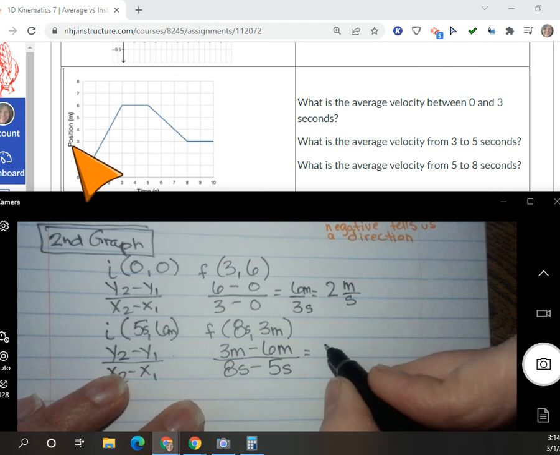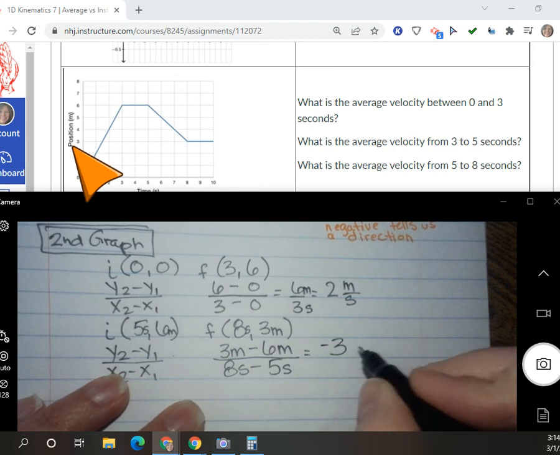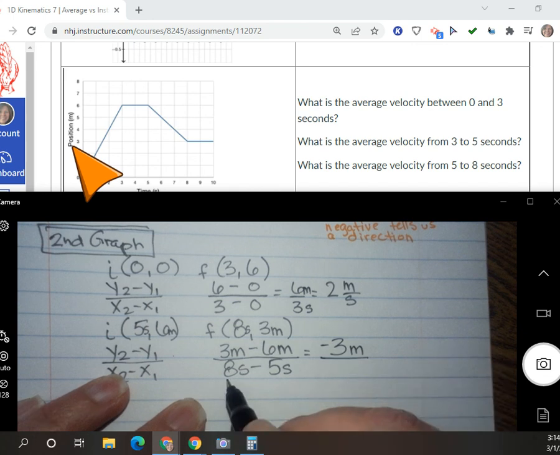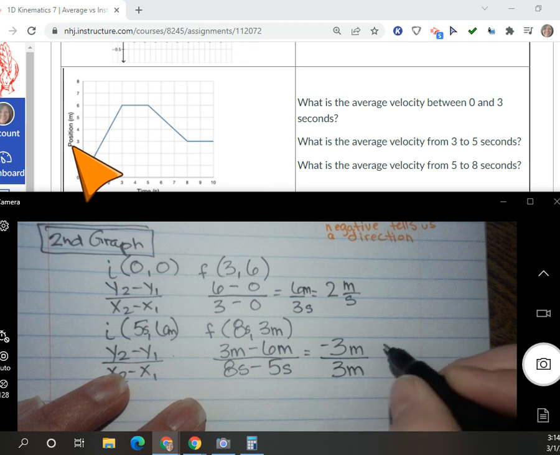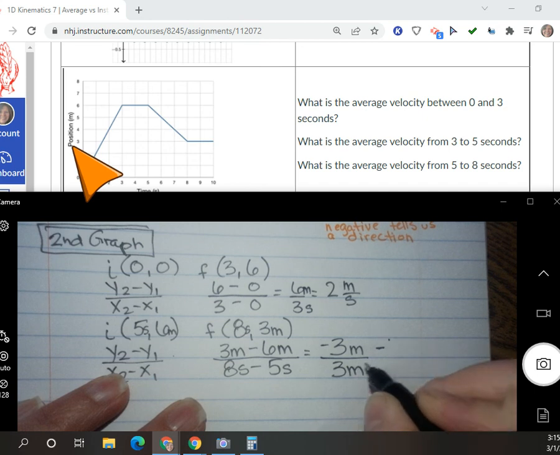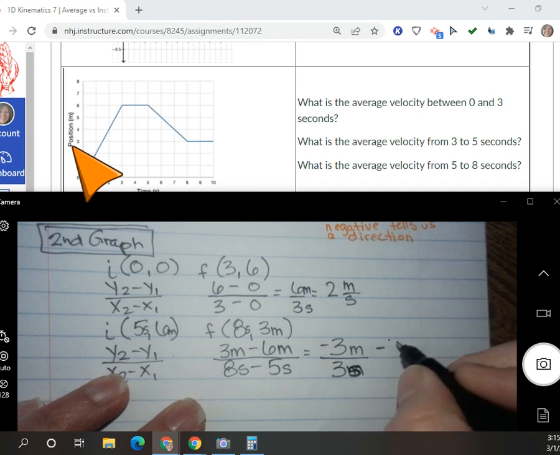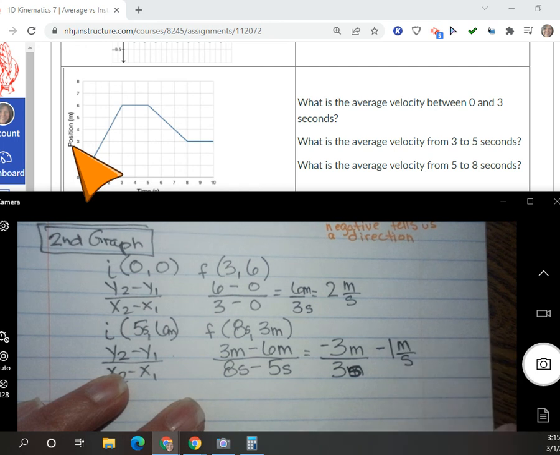So 3 minus 6 is negative 3 meters. 8 minus 5 is 3 seconds. Sorry, distracted. So I'm going to get a negative 1 meters per second.